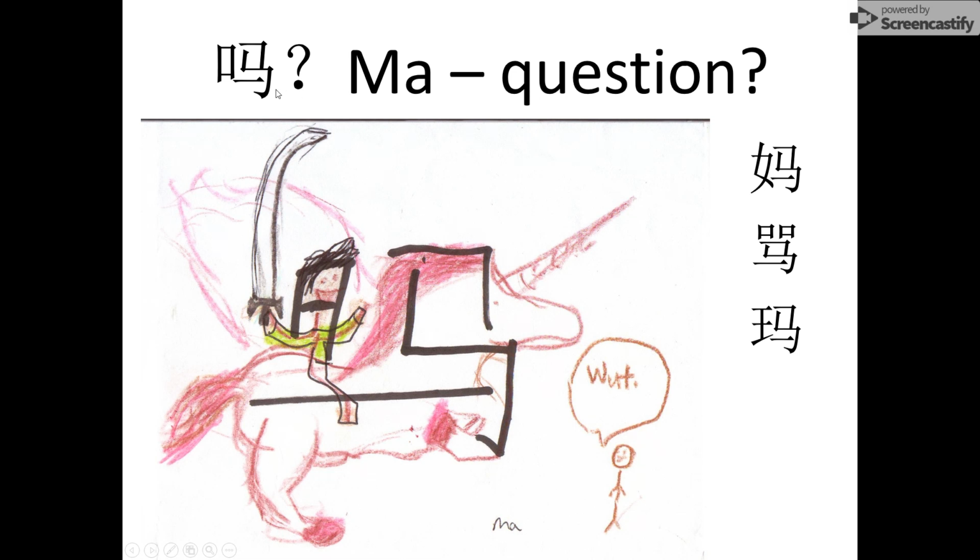We'll see the horse radical used for a lot of words that rhyme with horse, like the word for mother, ma, or scold, ma, or jade, ma. Here my student has illustrated it as a Pegasus slash unicorn with someone riding it with a scimitar and a person saying what, because it definitely inspires questions.